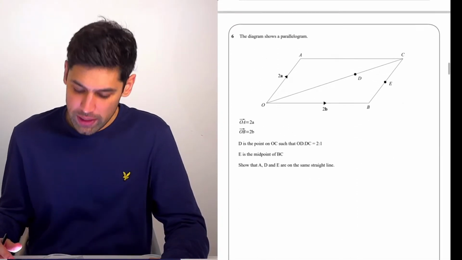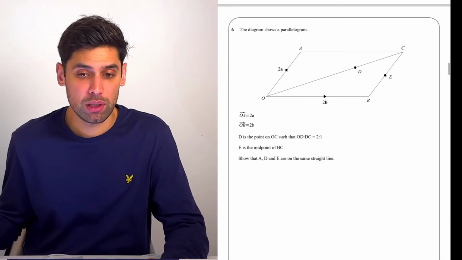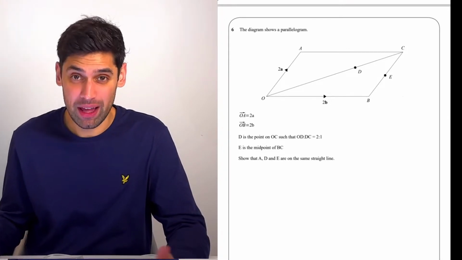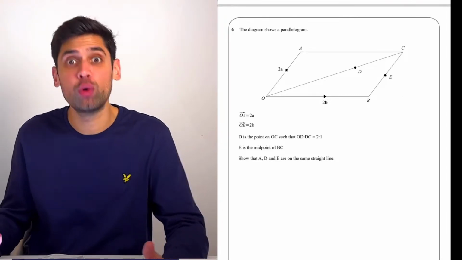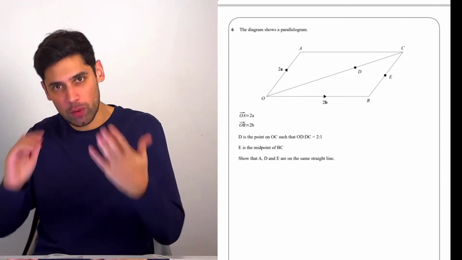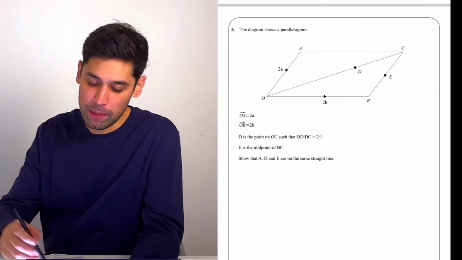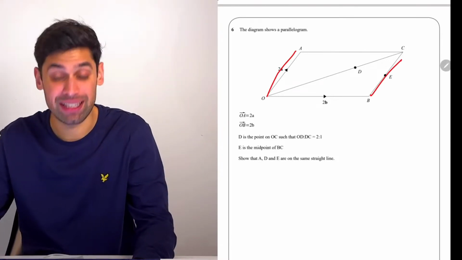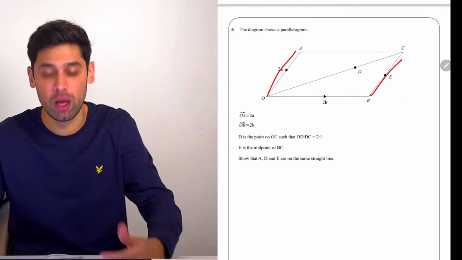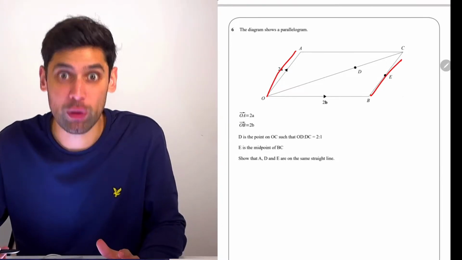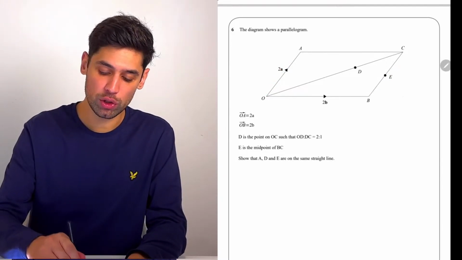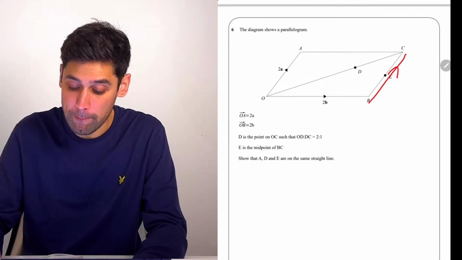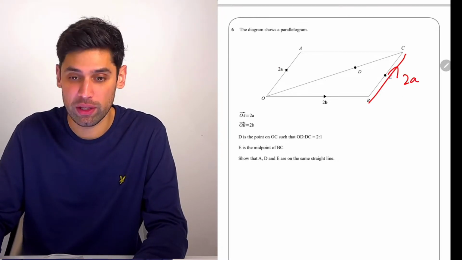The great thing about parallelograms is that their opposite sides are of equal length and parallel. That's so good for vectors, because vectors are all about direction and length. On a parallelogram, this line here, OA, is exactly the same as BC. It is the same length, it is the same direction, because by definition, it's a parallelogram. They are parallel. So we are told that OA is 2A. That means BC is 2A as well.